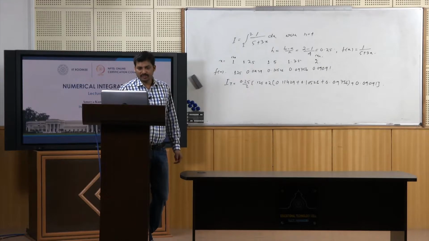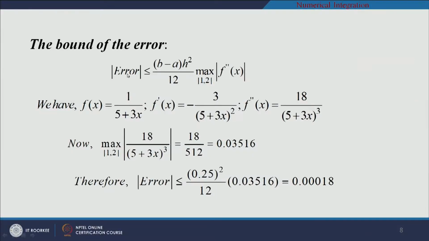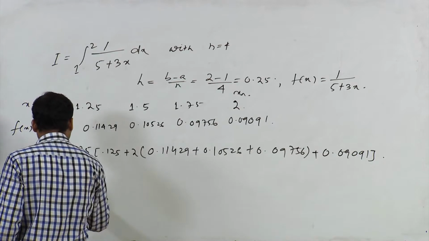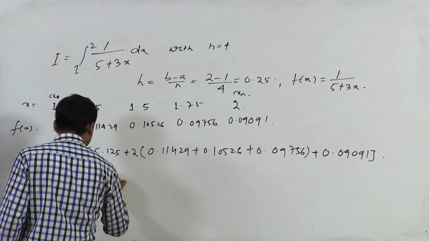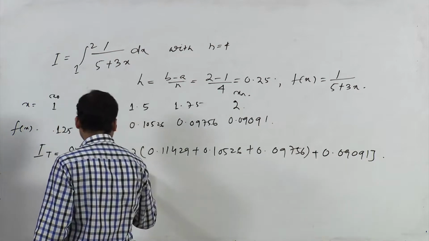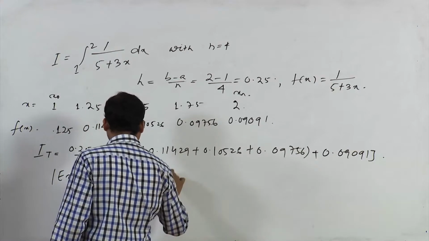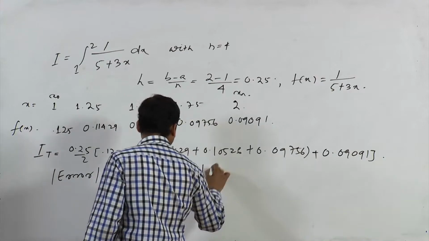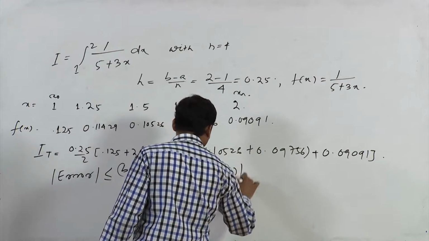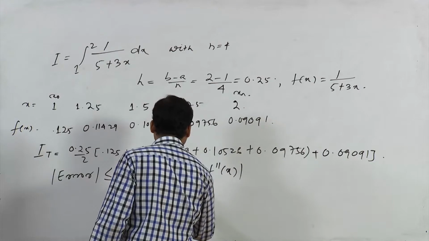And if you go for the bound of this error, the absolute value of the error should be less than or equal to (b minus a) h² by 12 times the maximum of f''(x), where x lies between 1 and 2.